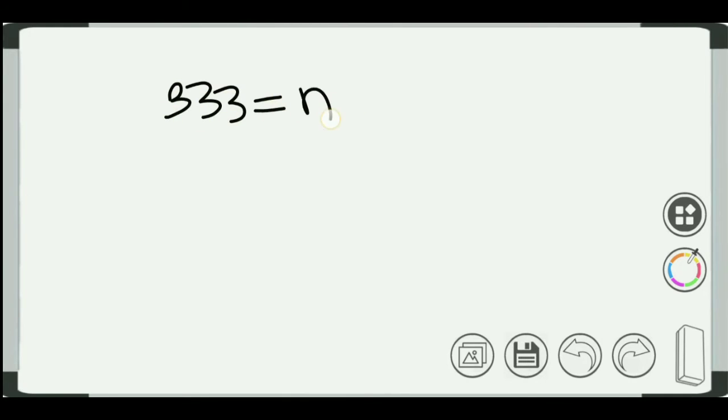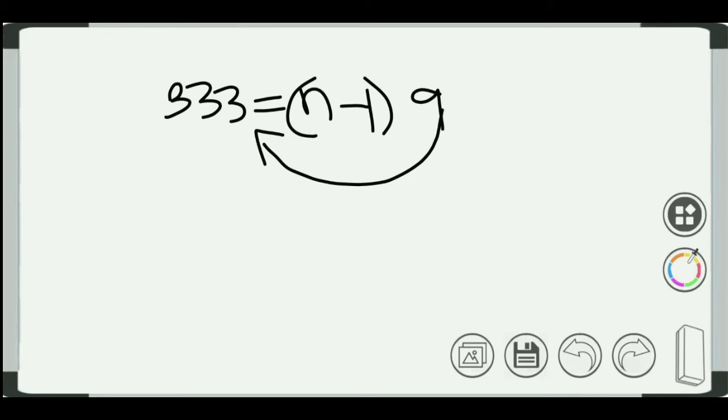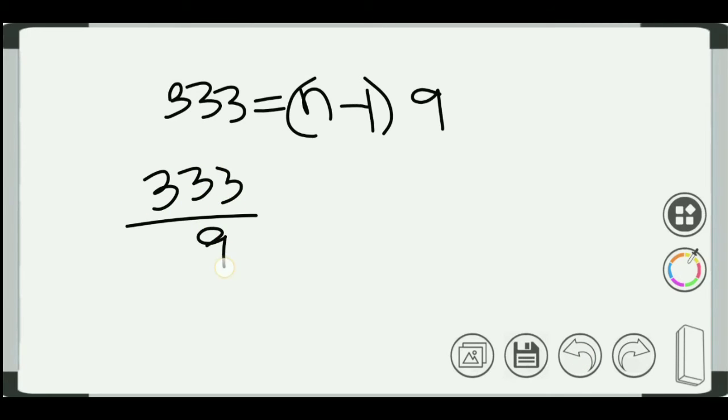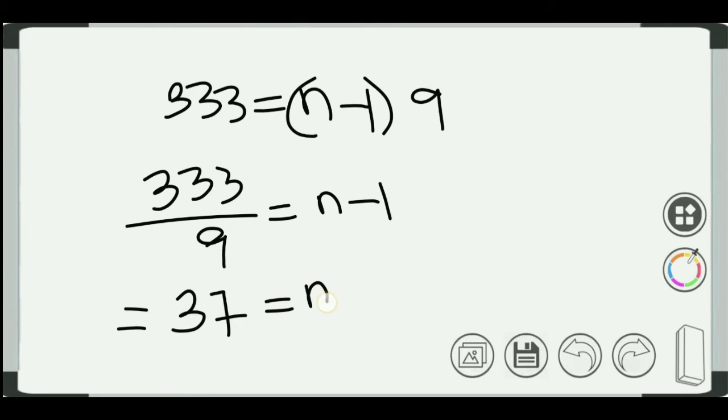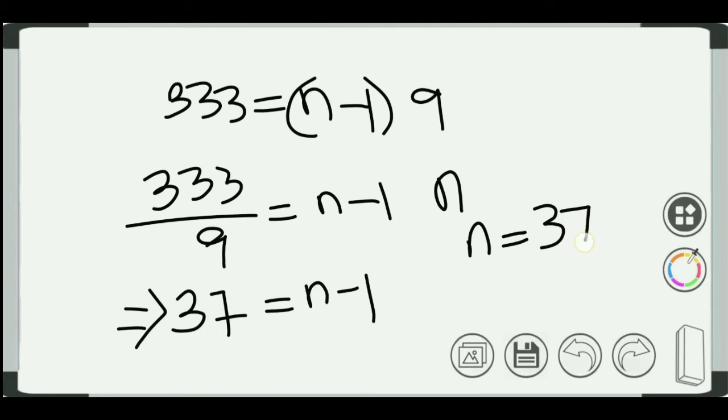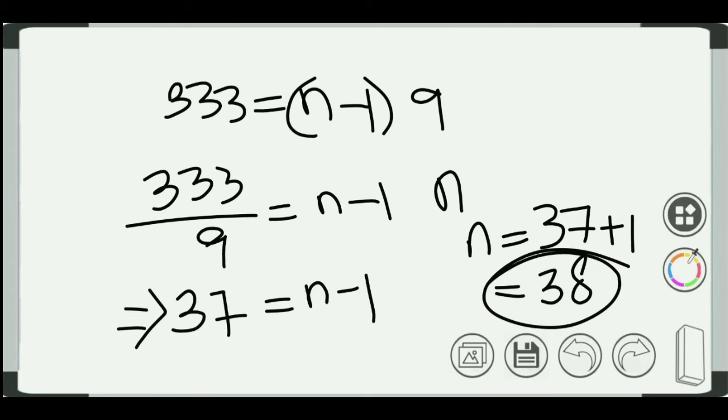333 equal to n minus 1 into 9. Now I am taking this 9 this side. When I take this 9 this side, it will be divided by 9. So 333 divided by 9 is equal to n minus 1. 333 divided by 9 is 37, equal to n minus 1. So n will be 37 plus 1, equal to 38. So this is your value of n.